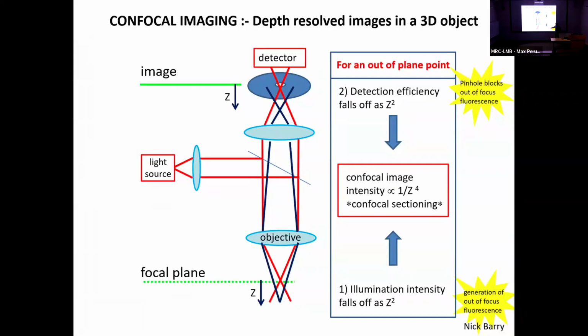So illumination intensity and detection efficiency contribute to the idea of confocal sectioning. And that's a real property of this microscope. You get a depth resolved slice out of a 3-dimensional object. If you take a stack of depth resolved slices and put them back together again, then you can make a 3-dimensional rendering of your object. And it's been an extremely useful tool.